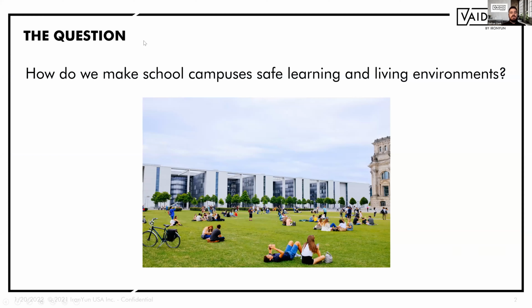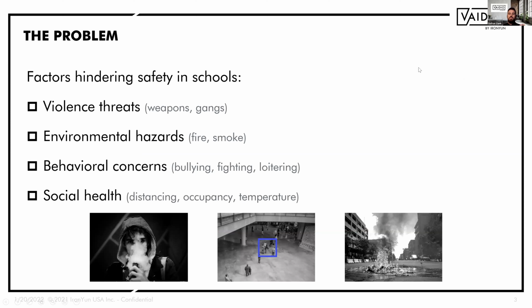So the question we pose is, how do we make school campuses safe learning and living environments for the students that attend? And right now, what is the problem? Well, there's a few different categories that we would like to address. There's overall violence on campus. That can be from weapons, unfortunately, that can be from fighting going on. That could also be from environmental hazards.